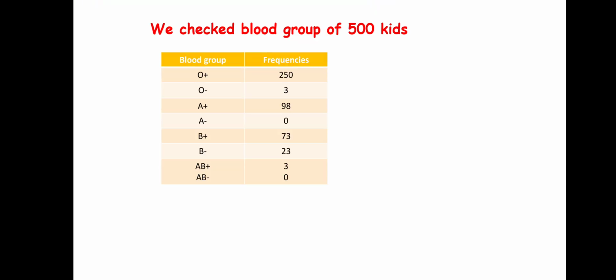Next, we checked the blood group of 500 kids. 250 kids had blood group O positive, 3 kids had O negative, 98 kids had A positive, 0 had A negative, 73 had B positive, 23 had B negative, and 3 kids had AB positive. So this is also a kind of frequency distribution. Here the blood group is our variable, and these are the frequencies. This is also an example of categorical frequency distribution.